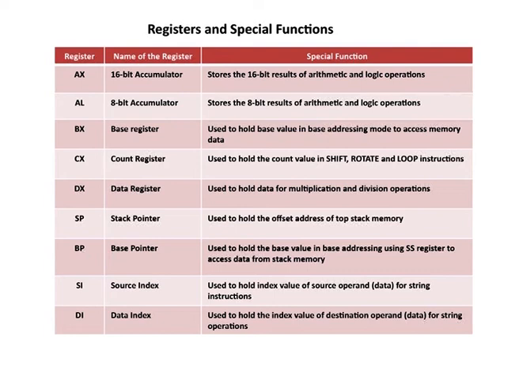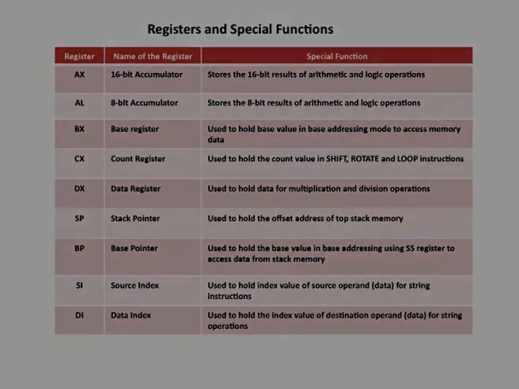Then SI, that is source index, is used to hold the index value of the source operand or data for string instructions. And DI, that is destination index, is used to hold the index value of the destination operand for string operation. So this is all about the architecture of the 8086 microprocessor.